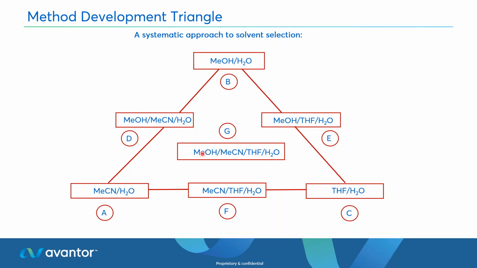If all else fails, potentially you could mix them all together, but the more complexity you have in your mobile phase, the more problems that could potentially occur, especially if you want to transfer this to a QC lab or a different lab. The more complex the mobile phase, the more challenging it will be to transfer. So keep it as simple as possible. Not always the case. You can't always get away with just one organic solvent.